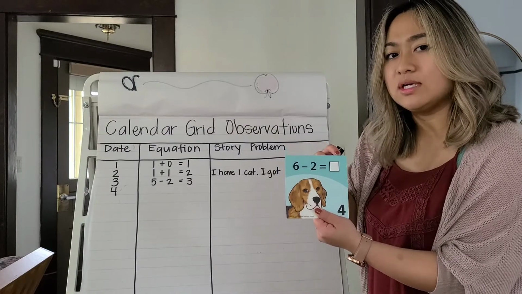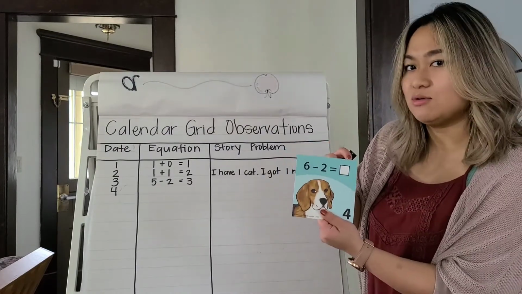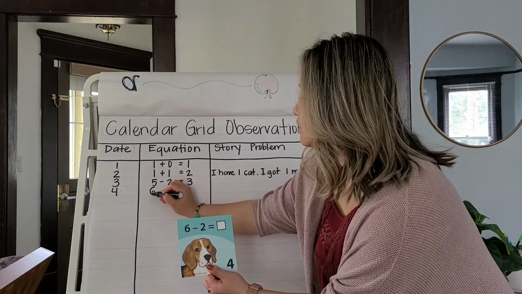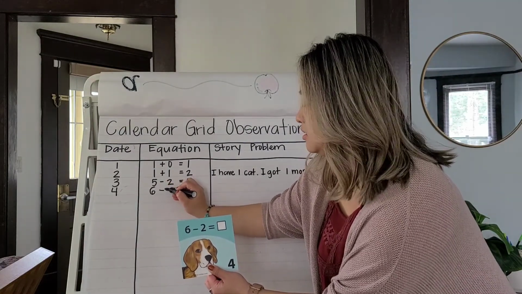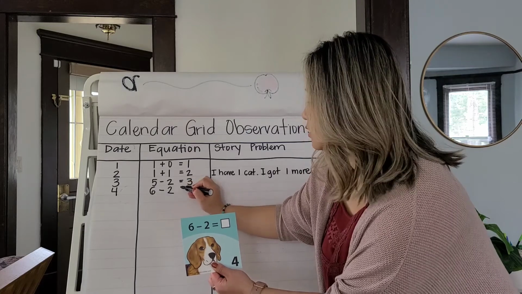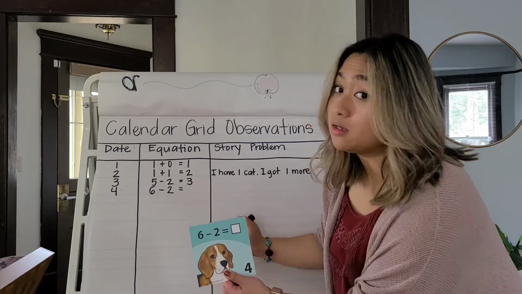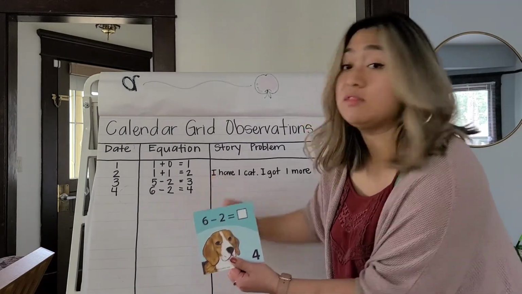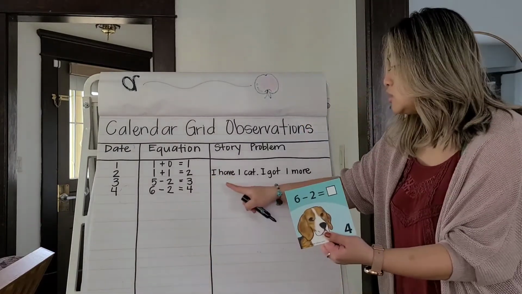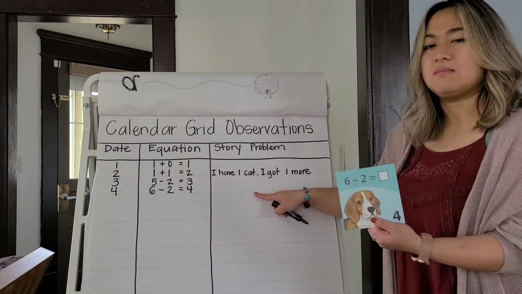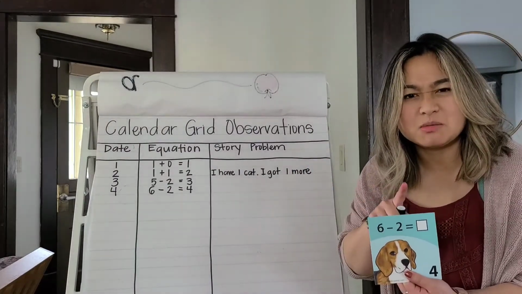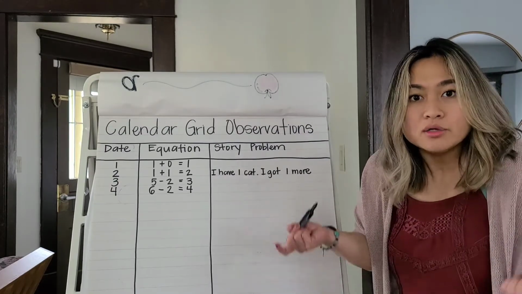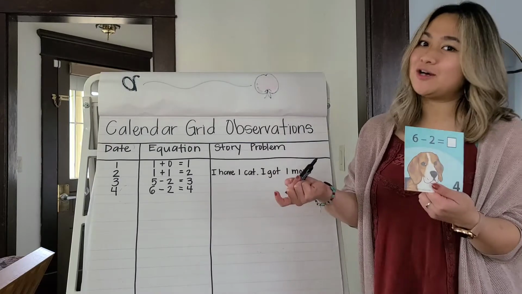Can you read it for me or say it with me so I can write it? It is 6 minus 2 equals, and I'm not going to write box. We just figured it out. We figured out it was 4. So I'll just write the answer. And now we have to write a story problem. Wait a minute. Does this marker have a story problem that goes with it? No, it doesn't.